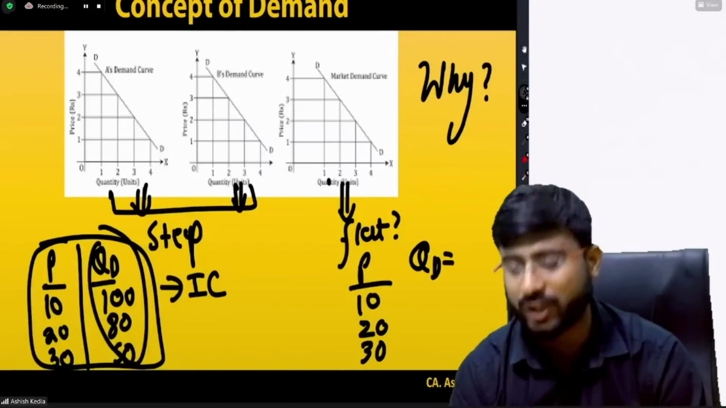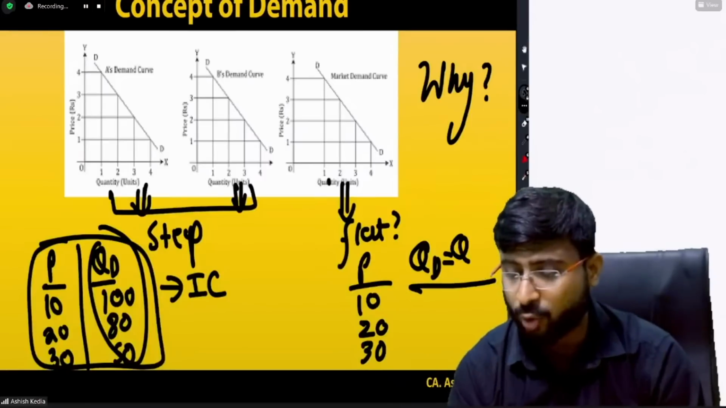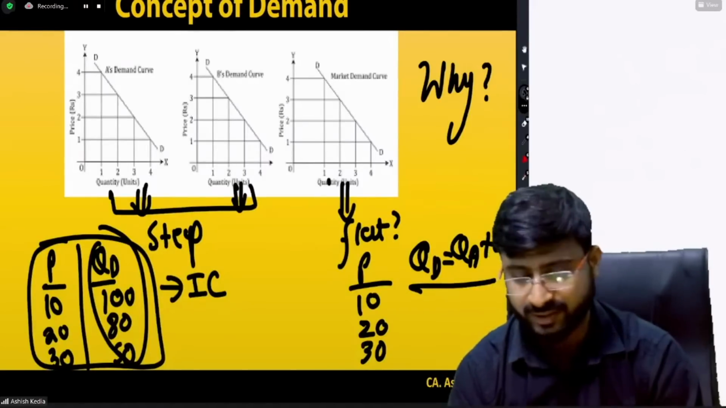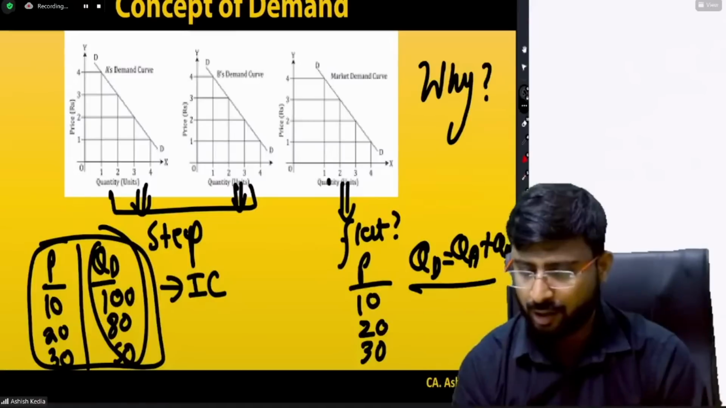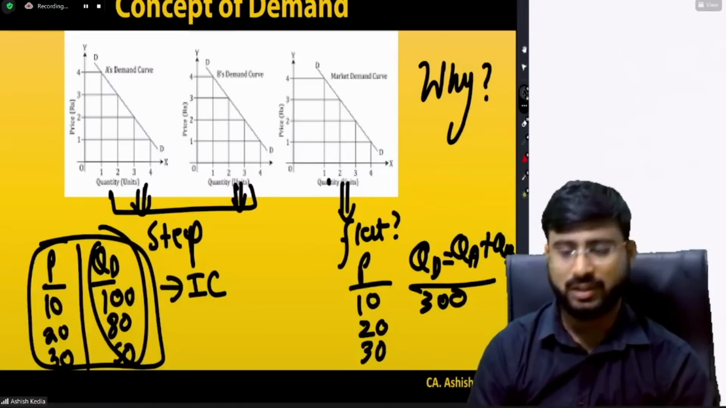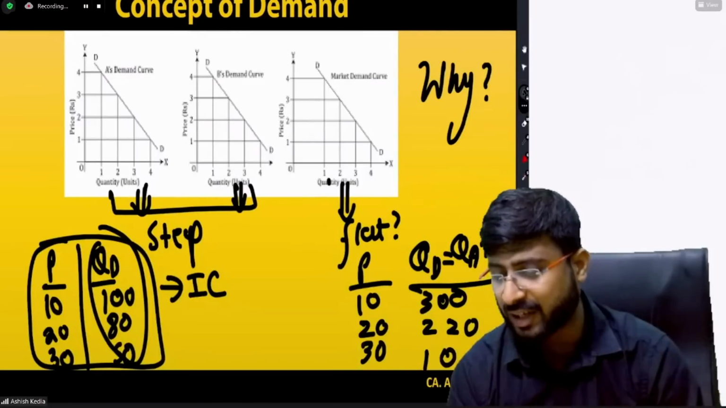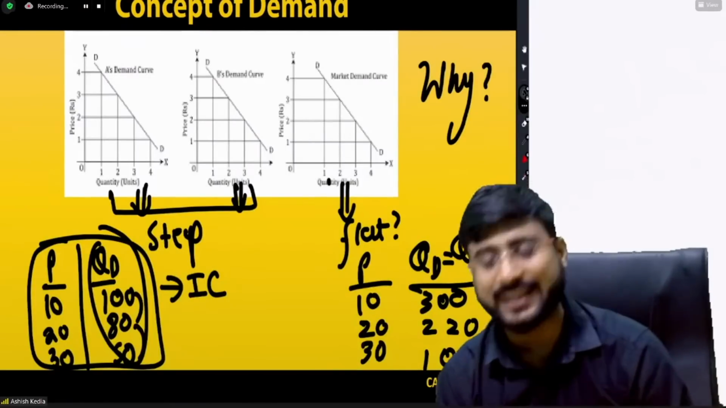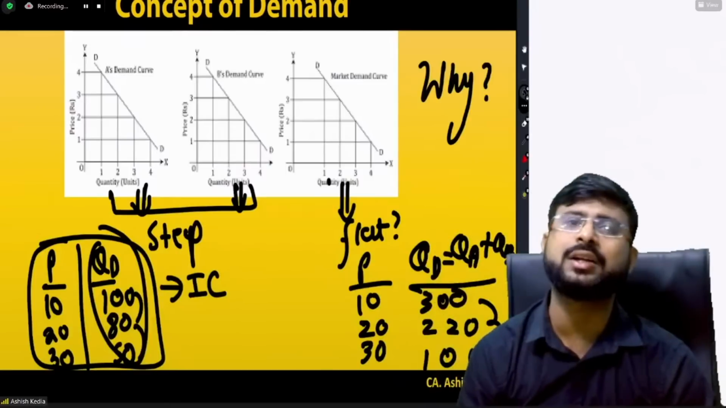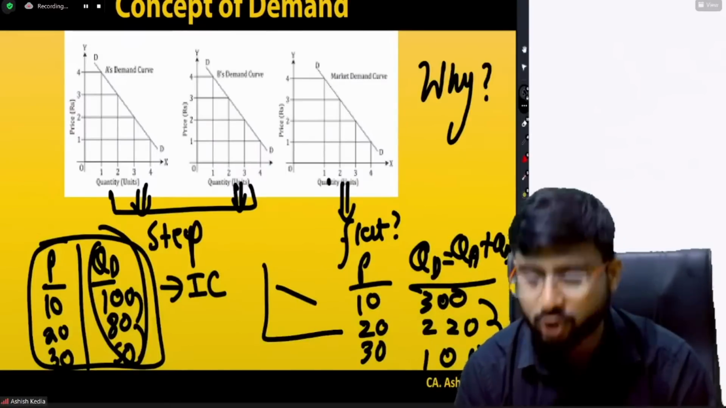So here, when you calculate the quantity demanded, it is the quantity of consumer A plus B plus C. So the values are very high. For example, something like 300, something like 220, something like 100. So you see the gap, the overall percentage gap is greater in case of market demand, and hence market demand tends to be flatter.